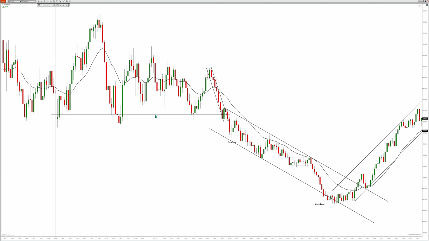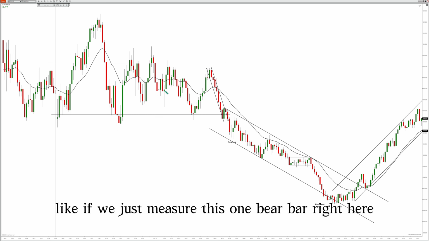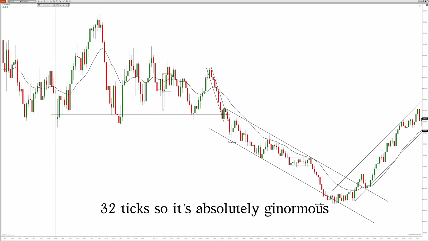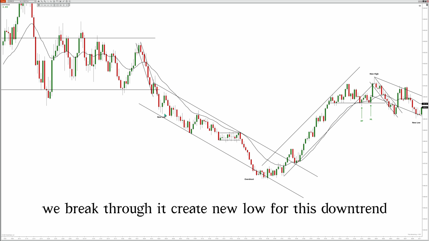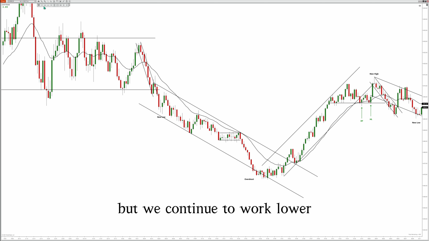You can see the bars are massive, right? Like if we just measure this one bear bar right here, 32 ticks. So it's absolutely ginormous. But we do have this spike down, break outside of that spike down and out of this support area here. We break through it, create a new low for this downtrend, but we continue to work lower.